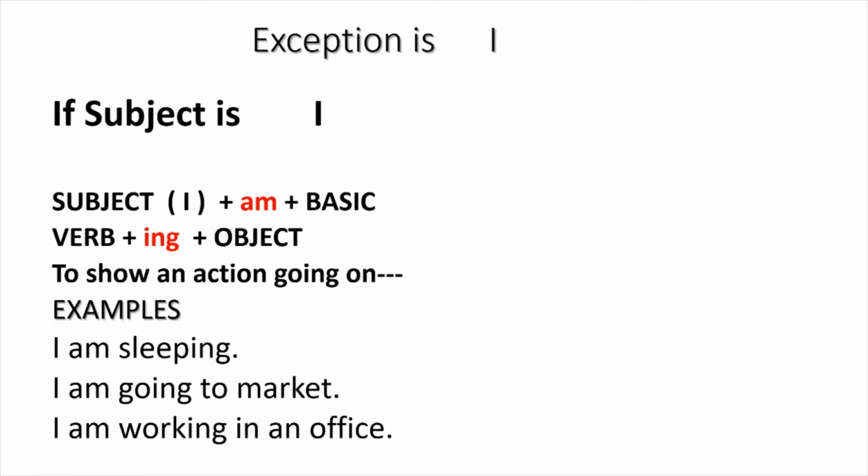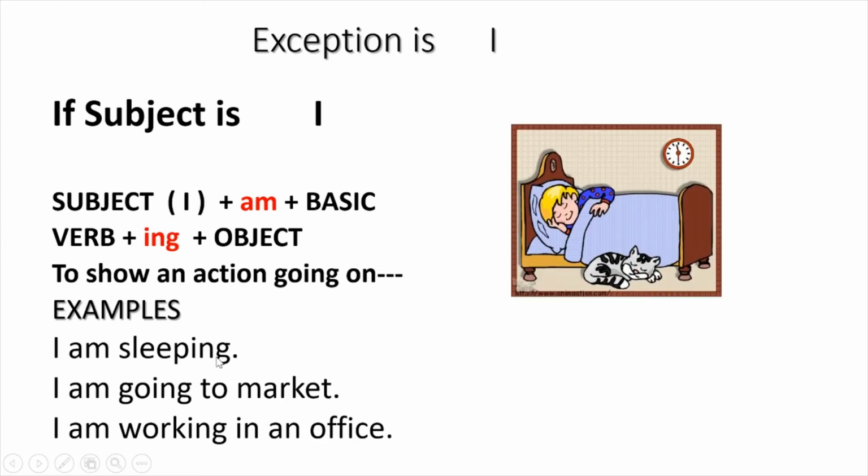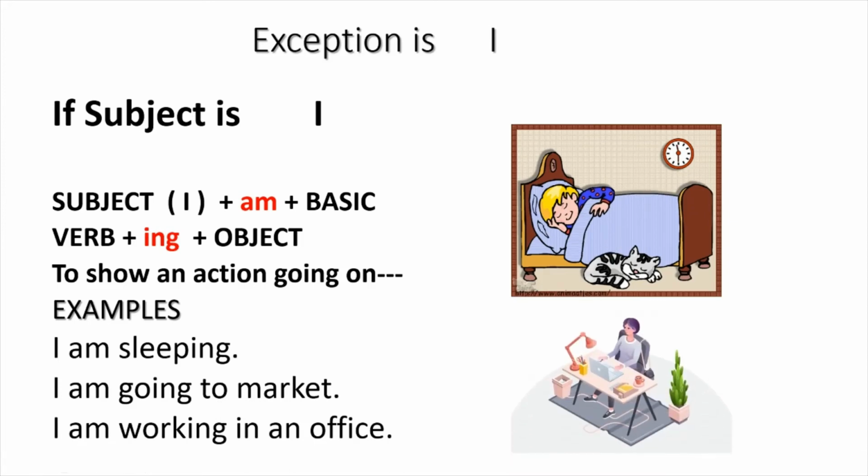One exemption I told you, it is I. If the subject is I, we have to use only am. We have to use am and basic verb plus ing. This is also to show an action which is going on. Some examples are given here. I am sleeping. I am going to the market. I am working in an office. Here, for only one person, we can use am.